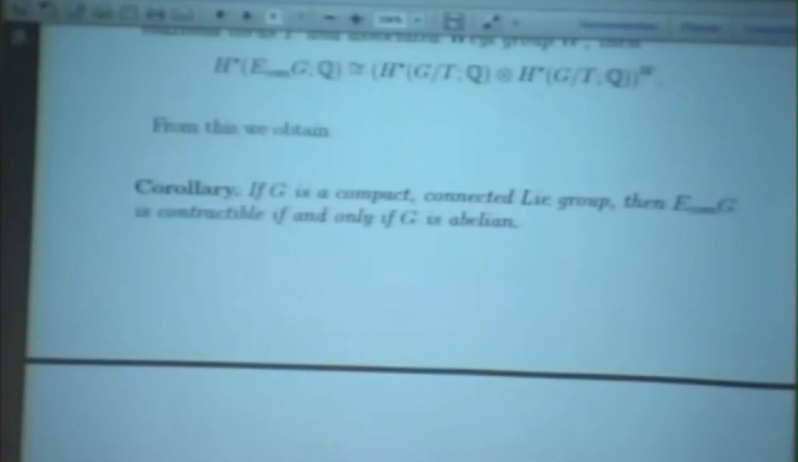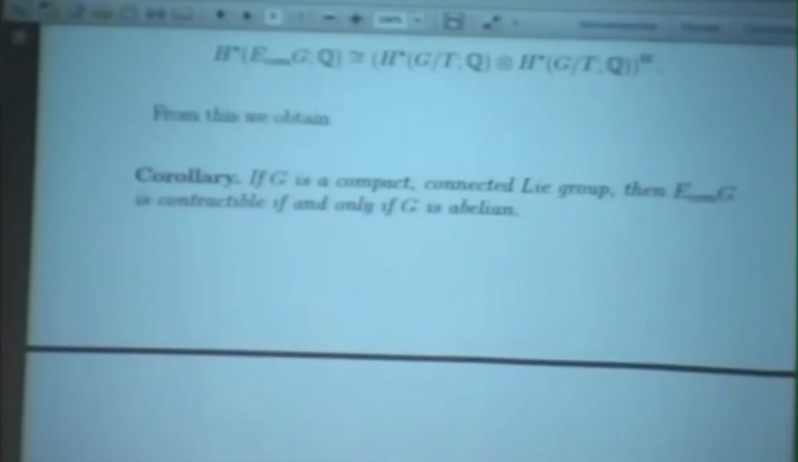Now you notice here that if G is a compact connected Lie group, then E_com G is contractible if and only if G is abelian. So it's really measuring the non-abelian nature of that situation.